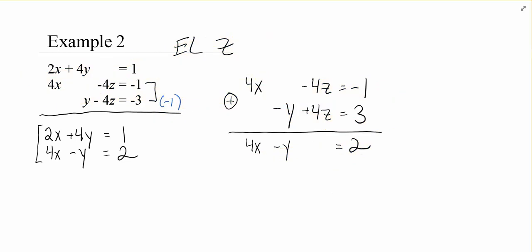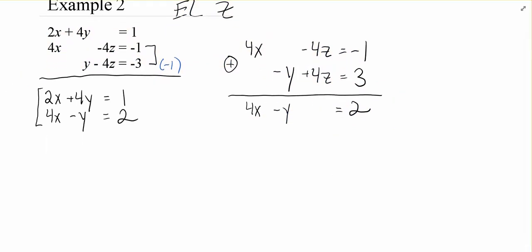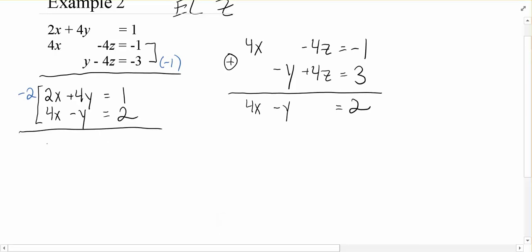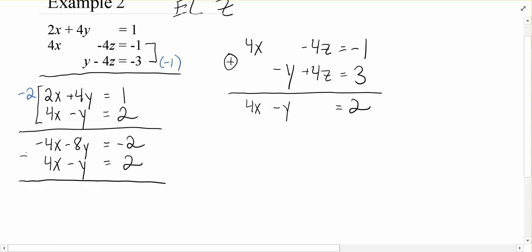So I'm going to look at that and say I can eliminate the x's or the y's. Doesn't really matter. I'm going to say let's choose the x's. Why not? We'll multiply by -2 in the top equation. That's going to make it look like -4x minus 8y equals -2. I'm going to copy down the second equation. That way I'm keeping my 2 equation, 2 unknown system together. I'm going to add those together.